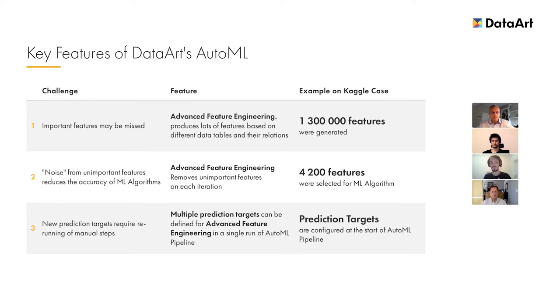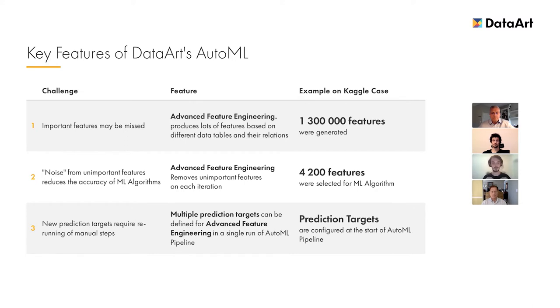So the first challenge is that important features may be missed when aggregating and merging all these data sets, but we explored more than 1,300,000 features and we got the best ones, which is 4,200 features. So we decreased the number of features more than 300 times, which is really wonderful, in a fully automatic way. We removed all noisy and unimportant features for our current target.